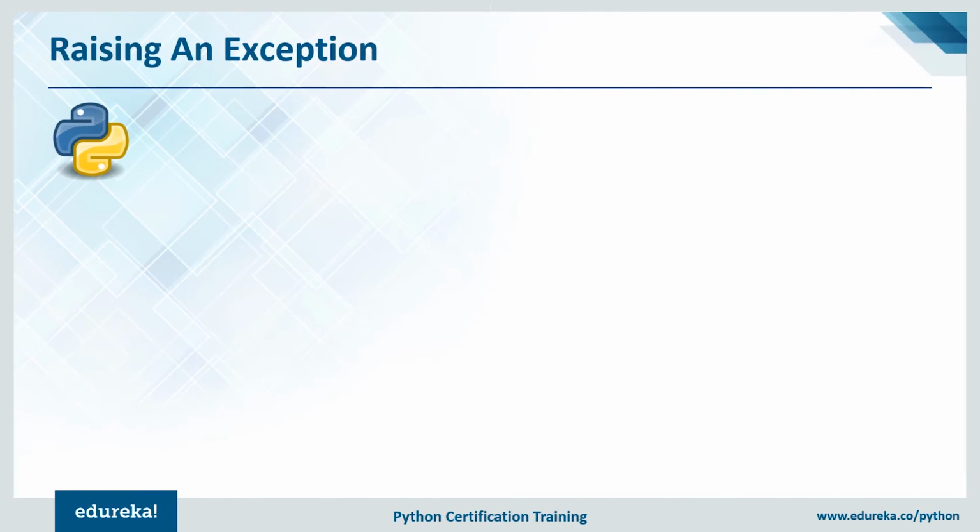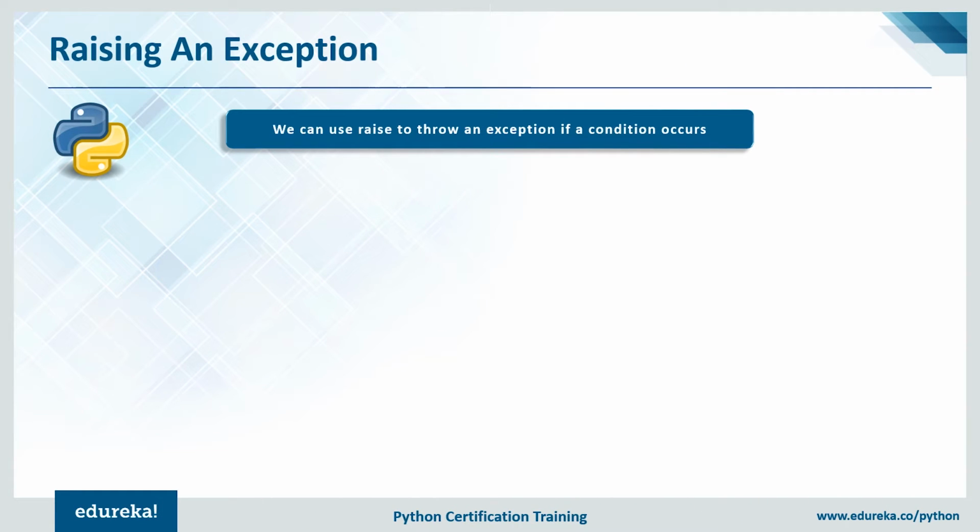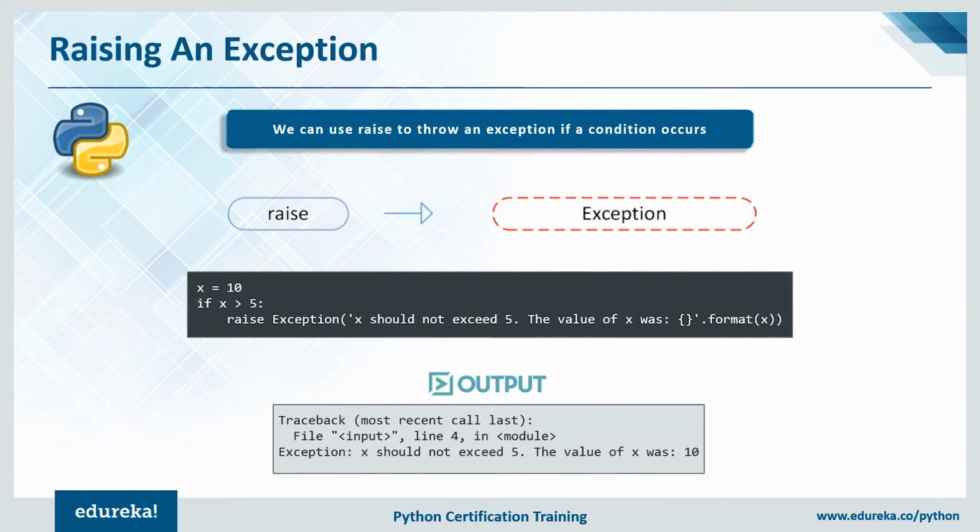And now that we are clear with that, let us check out how we can go about raising an exception on our own. So we can basically make use of raise to throw an exception if a condition occurs. The statement can be complemented with a custom exception. Well, if you want to throw an error when a certain condition occurs using raise, you can actually go about it like the following piece of code you actually see on the screen.